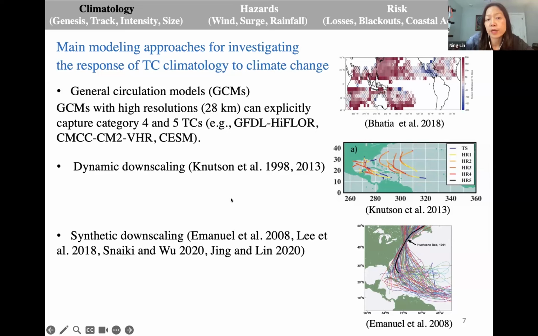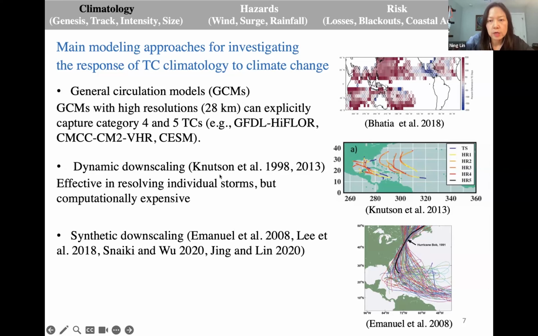The second approach is dynamic downscaling. This is used by GFDL. When they detect the storms in those GCMs, they use regional dynamic models to downscale each storm to get a very high resolution estimation of the storm characteristics.